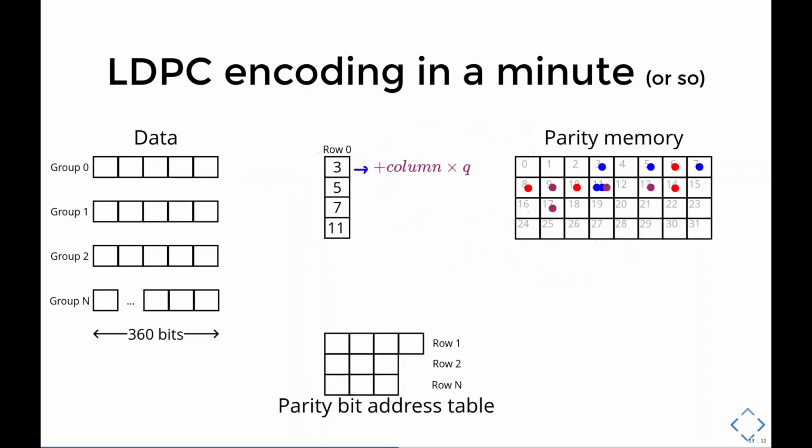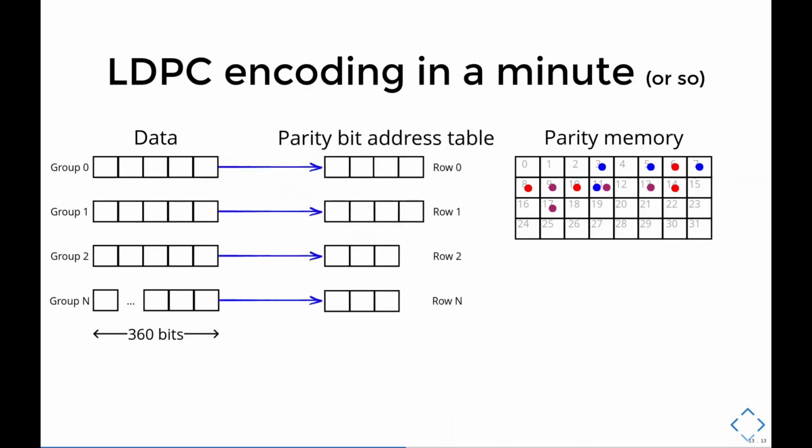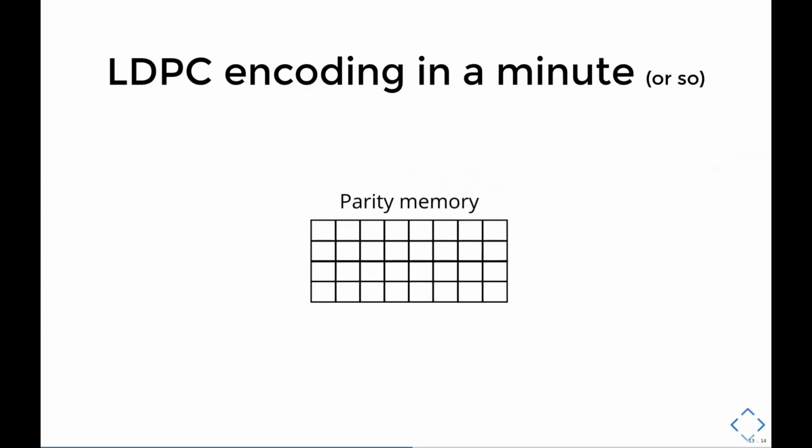The remaining bits of this group will use the same process over row 0, incrementing the multiplier of Q each time. The remaining groups will use the same process but using their associated rows, and every time we change rows we reset the Q multiplier to 0. Once all groups are finished, the parity bit memory will be filled with the parity values. For the final step, we consider only this memory.